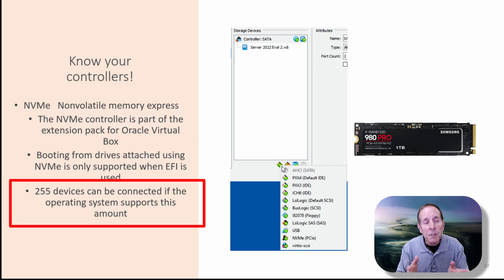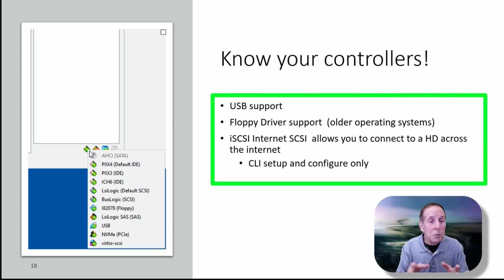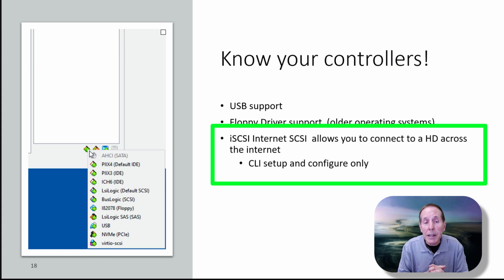Now, VirtualBox also supports USB support, floppy driver support. So if you have an operating system that needs a floppy disk, then you also have iSCSI, but it is strictly command line, and you can use your VBoxManage.exe to configure an iSCSI connection.